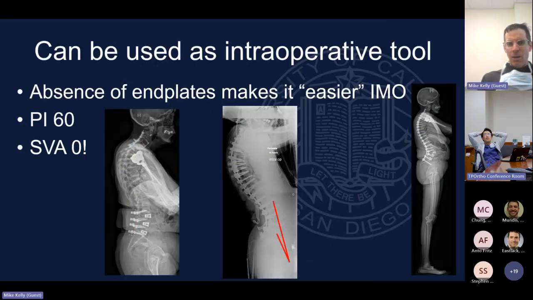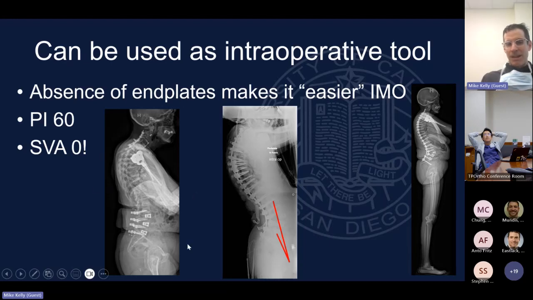You can also use it in the OR, right? This is a patient with distal junctional kyphosis beneath this extensive cervical fusion and a lumbar flatback with the nice old peek rods. And then notice her SVA is 0.